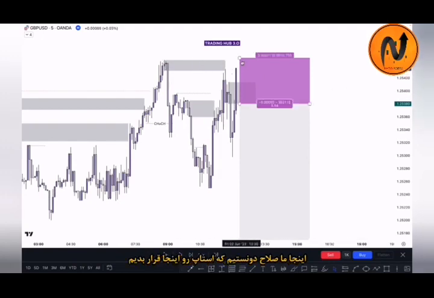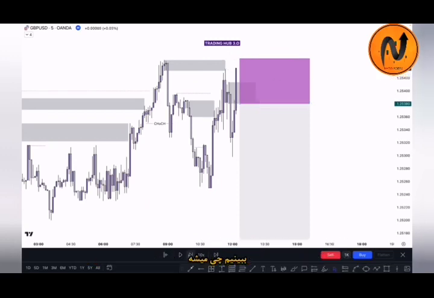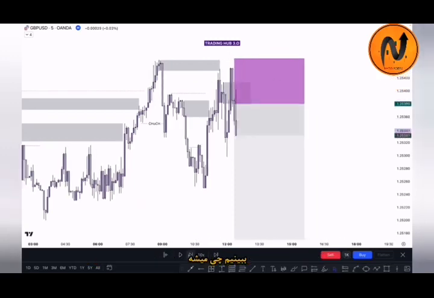But in this case it will be better to put the stop loss just above it, right? Because there is no big difference, okay? But if this swing high is very large, then you have to put the stop loss above it for the safer side. Now let's see what happened next after this one, okay?